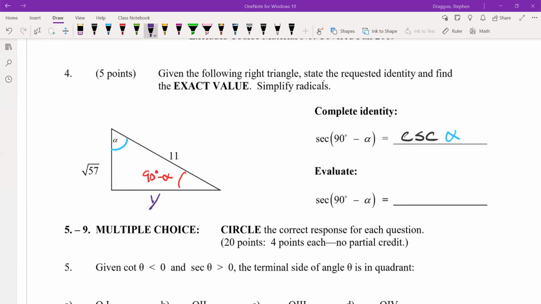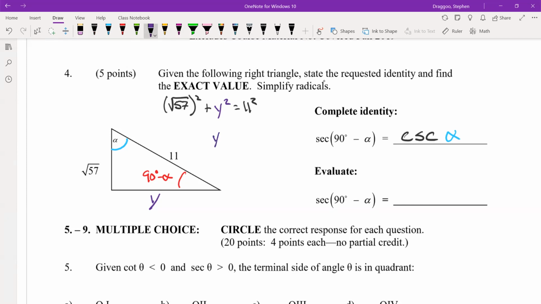So let's go to that Pythagorean theorem. I have a couple of sides that I know already. I know my hypotenuse is 11. I know that my left leg is the square root of 57. So root 57 squared plus y squared is equal to 11 squared. And solve that thing for y.